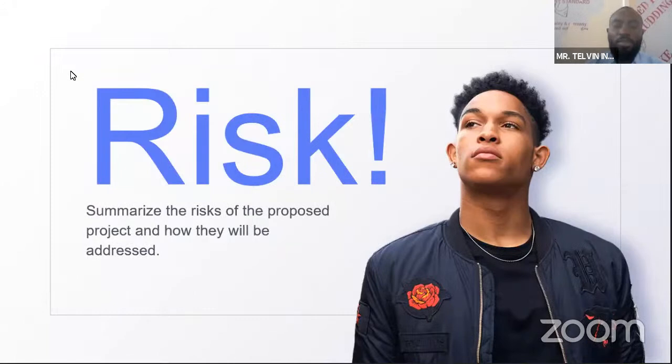Then the risk. When you identify the risks that the business will face, you try as much as possible to find how these risks can be minimized or how they can be addressed. So you summarize the risks of the proposed project and how they will be addressed.